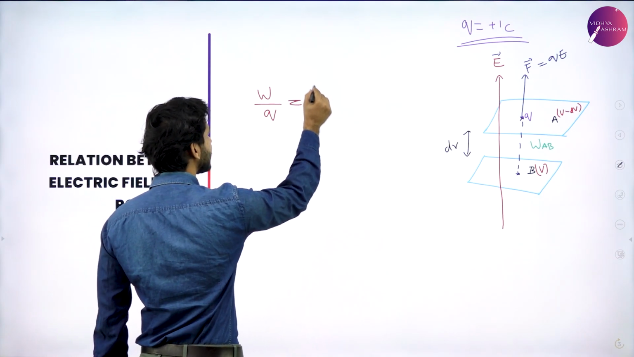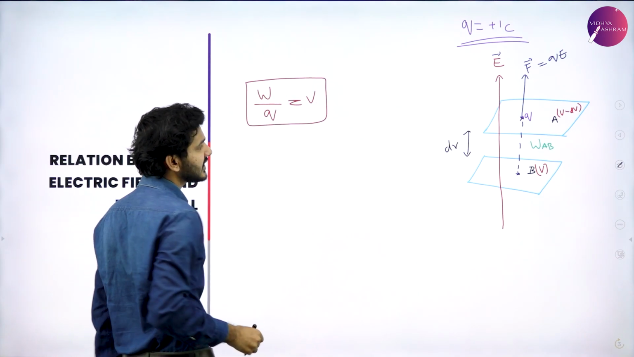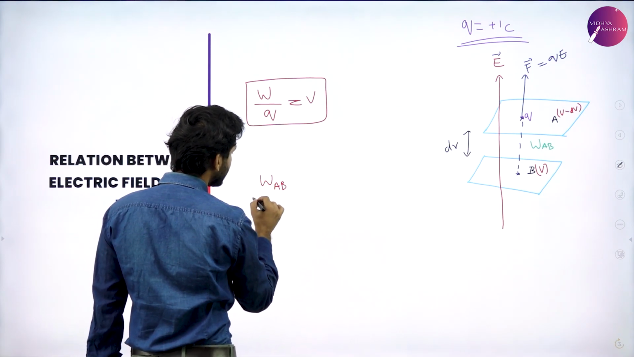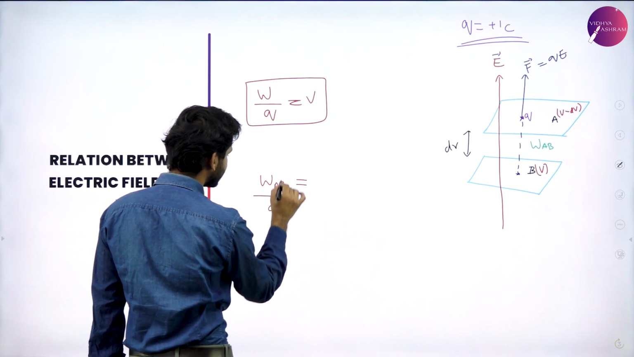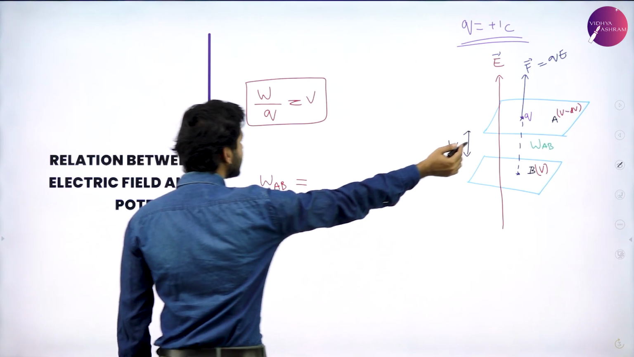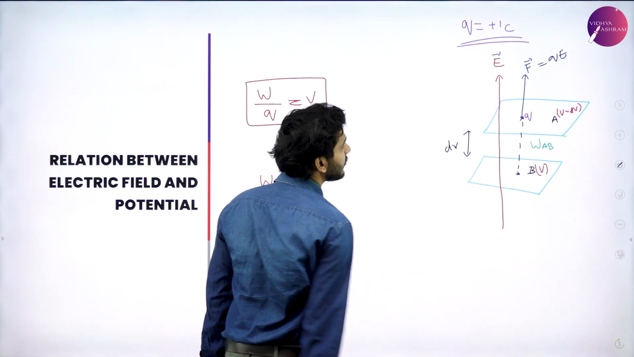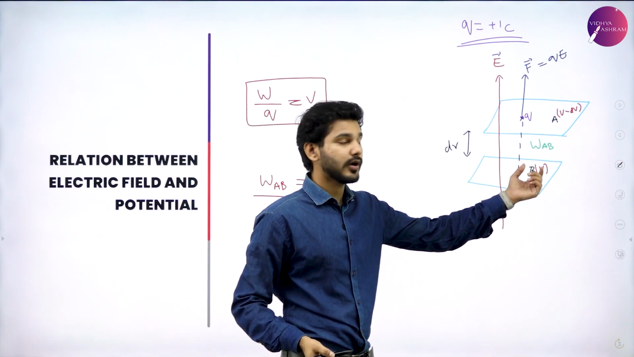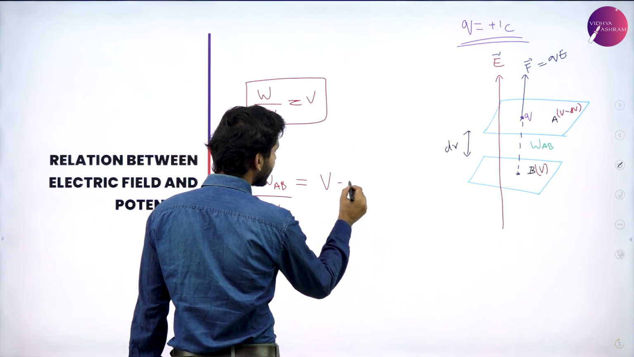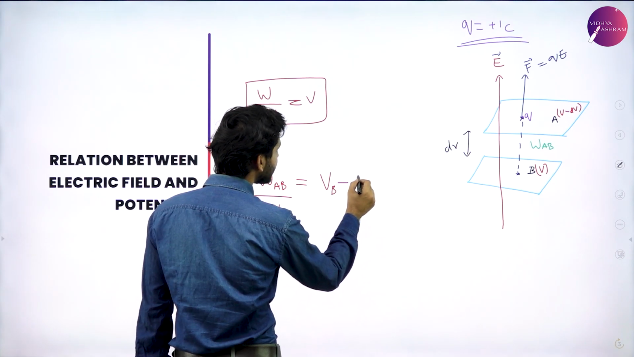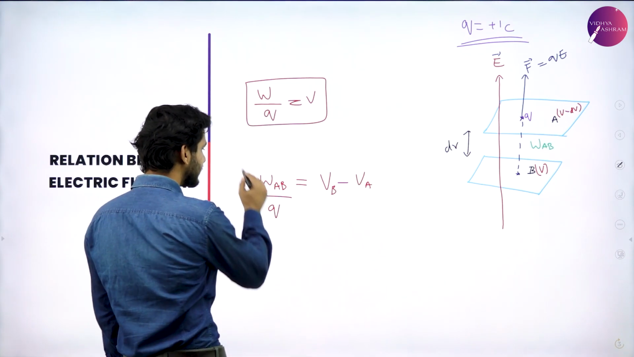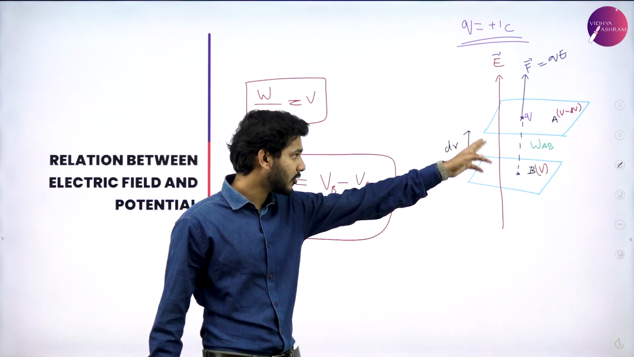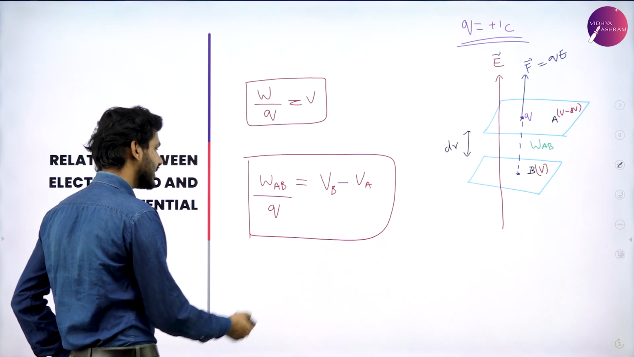So that is given by this equation. So in this particular case, we can say that the work done, that is WAB, will be equal to, let's say this is Q, that particular Q which is here, and that is just nothing but 1 coulomb. So that WAB is equal to the potential difference, that is V, let's say VB minus VA. So this will be the work done in bringing the unit positive charge from point A to point B.